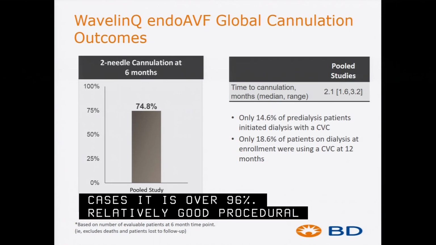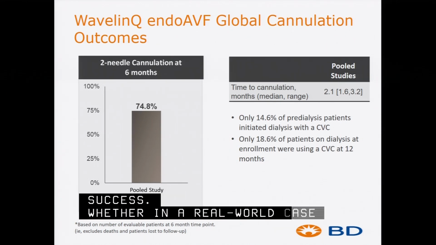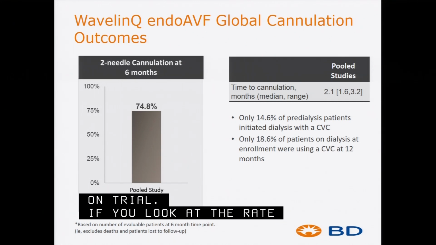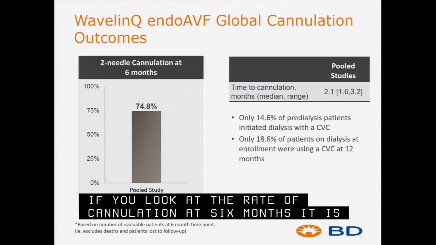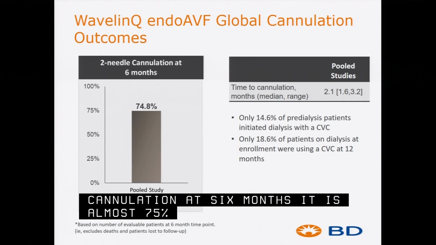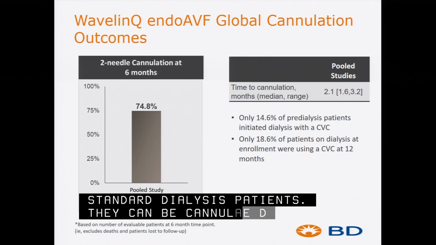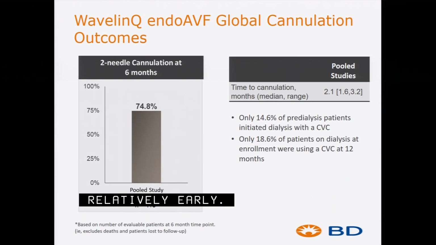If you look at the rate of 2-needle cannulation at 6 months, it's almost 75%, which is also very good compared to the standard dialysis patients that we see. The other thing is they can be cannulated relatively early. In the pooled studies, the median time to cannulation was only 2 months, which is relatively quick. So the maturation time is relatively rapid.